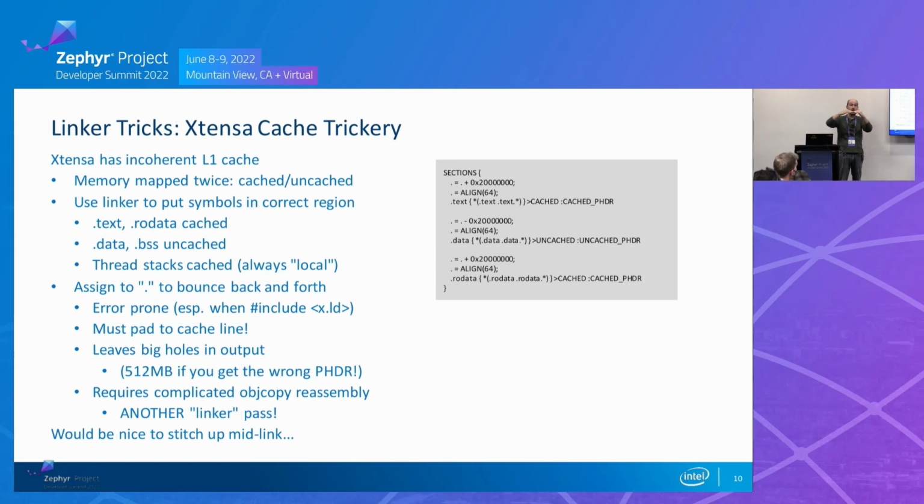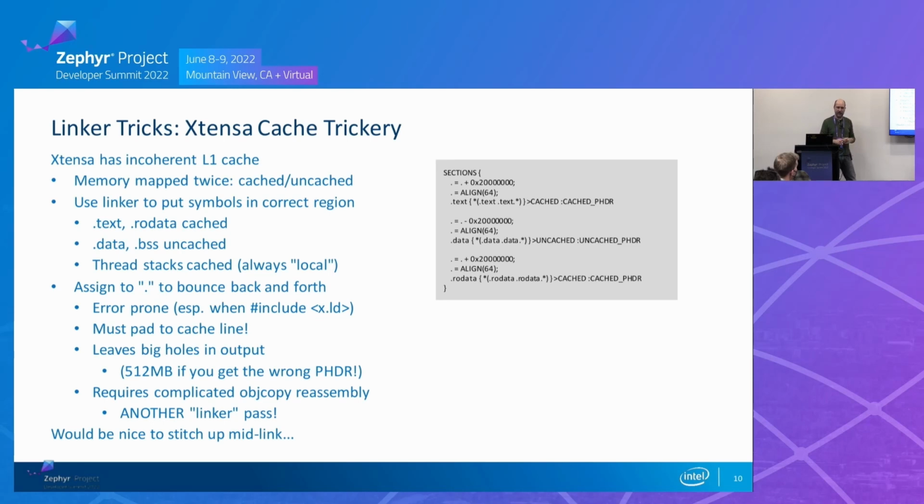But that can be cached too because that's read only. And now I go to the data. .data is going to be mutable. That is not cached, so you assign to this. You just bounce 512 megabytes this way, 512 megabytes this way, back and forth. It does work, and in some sense, I'm kind of proud of it.